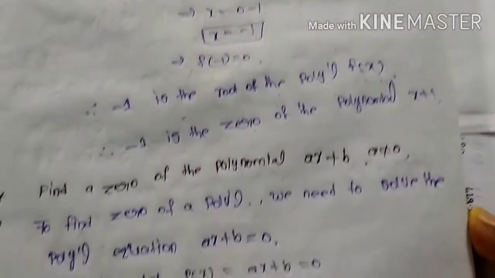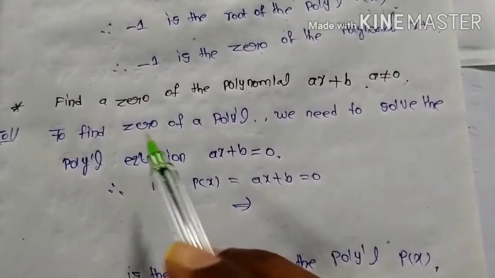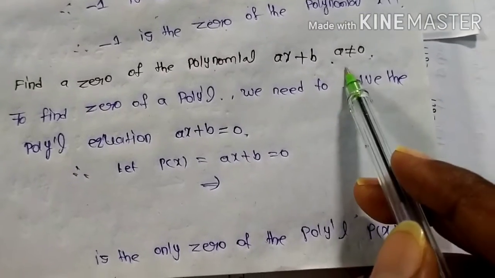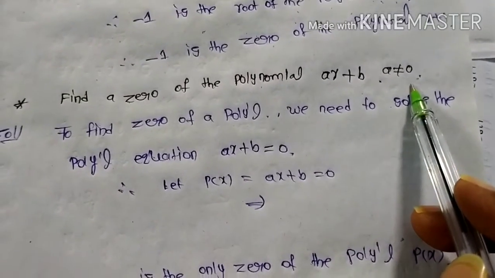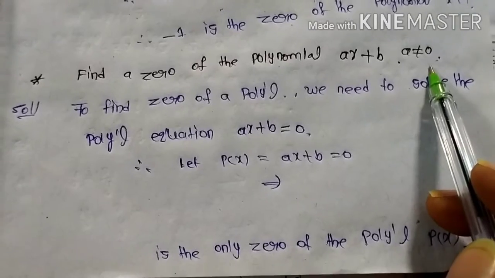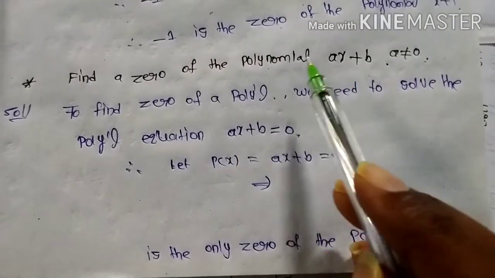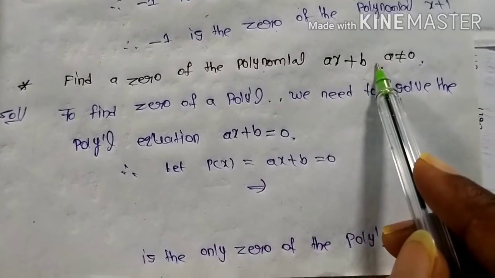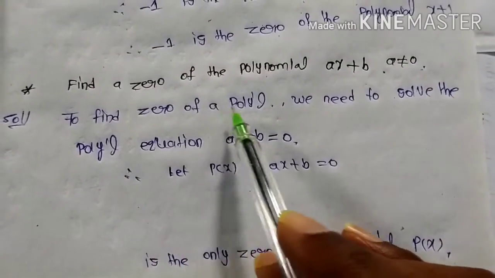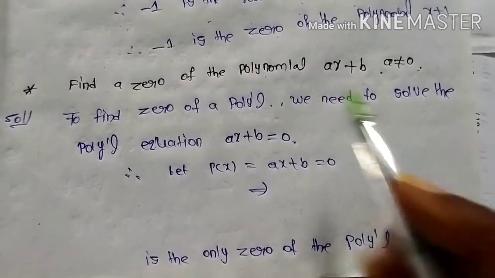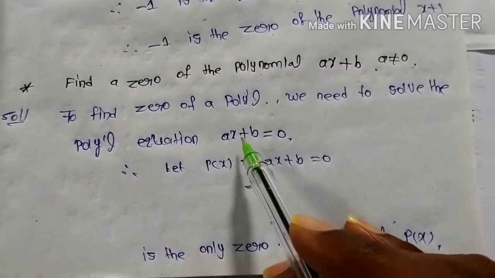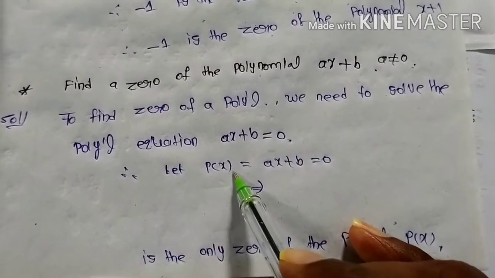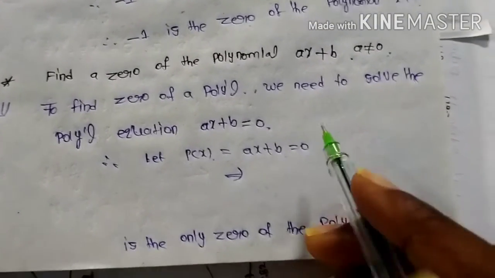Now you can see one more problem. Find the zero of the polynomial ax plus b. Here a is not equal to 0. Already I told that while finding the zero of a polynomial, you equate it to 0, or not? Yes or no? Equate to 0. So I am writing here, to find the zero of a polynomial, we need to solve the polynomial equation ax plus b equal to 0. Let me take here p of x, or you can take f of x. Just I am writing ax plus b is equal to 0.